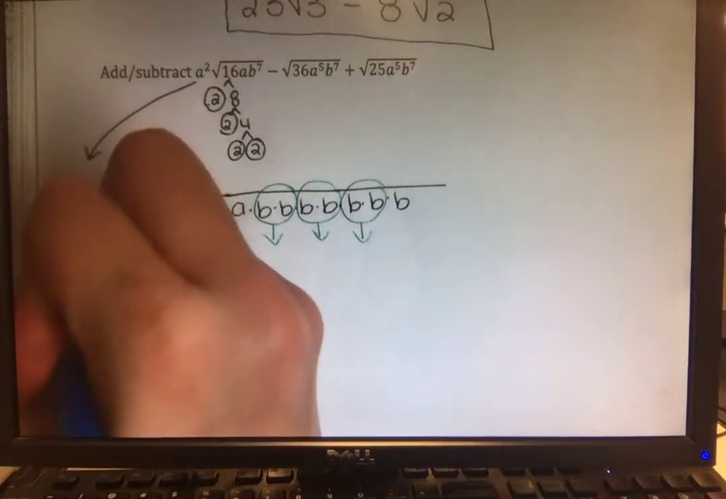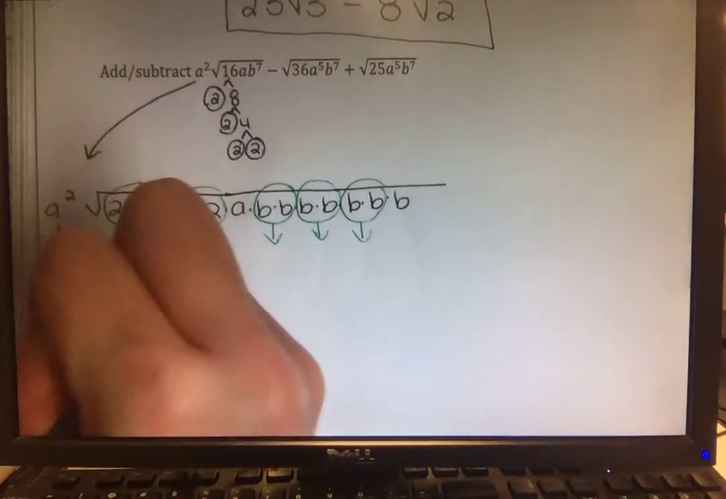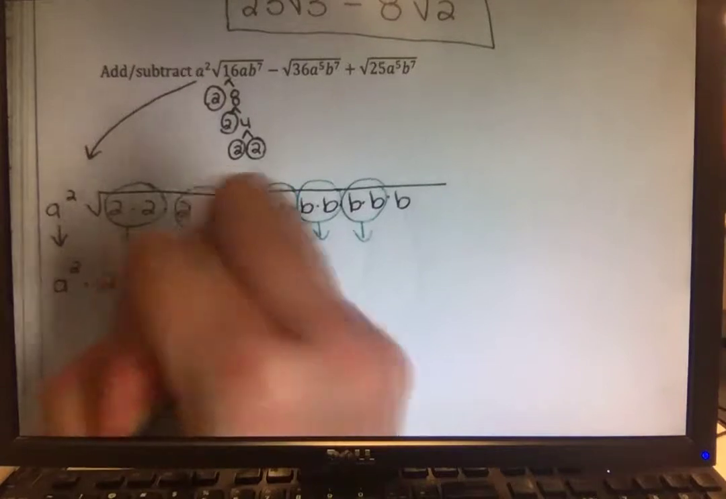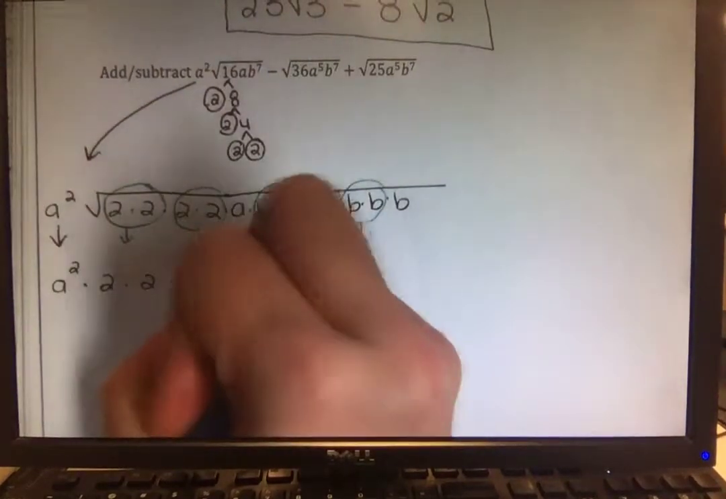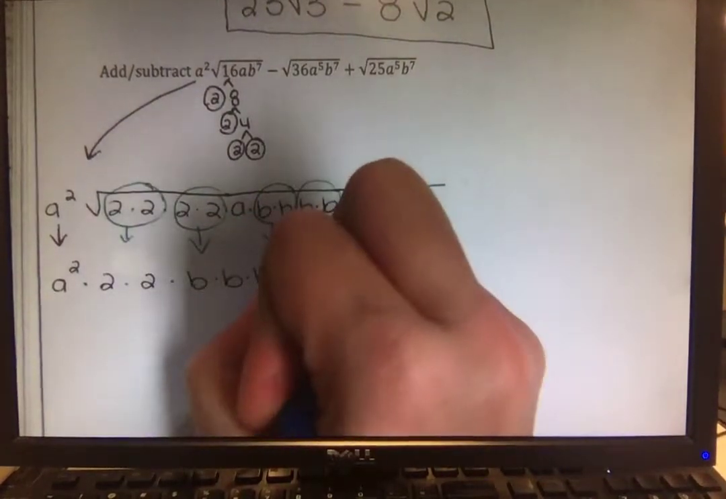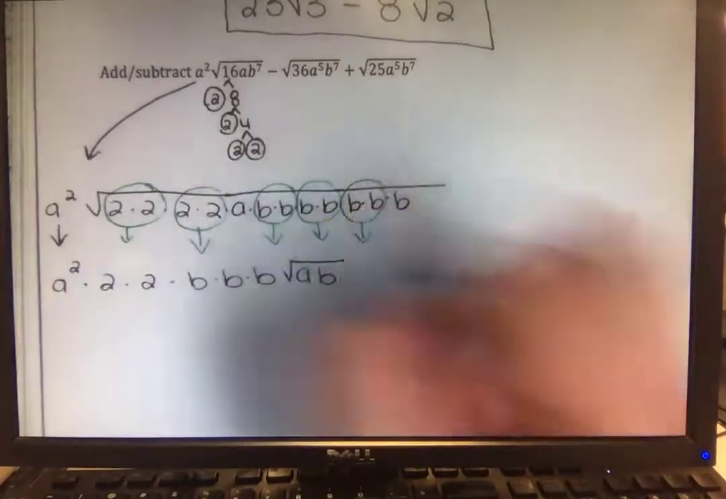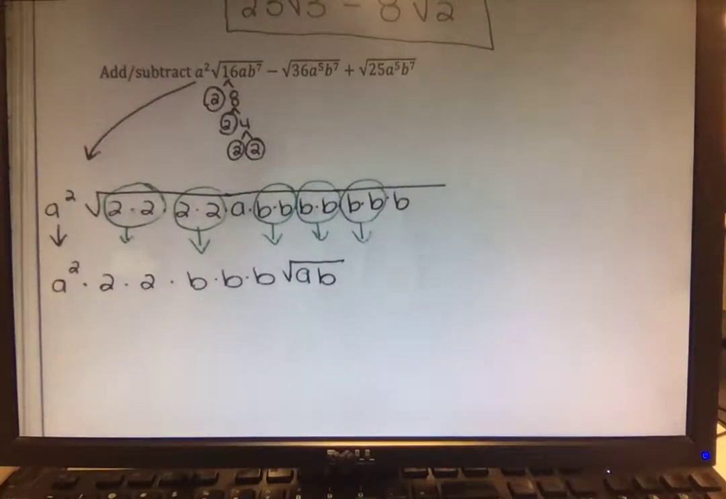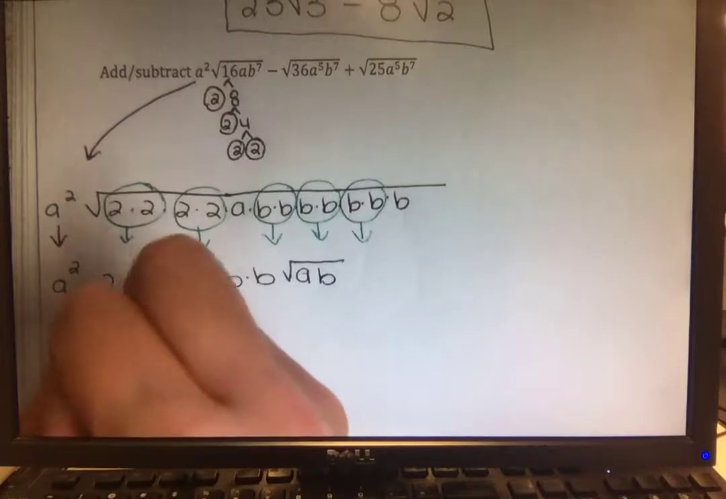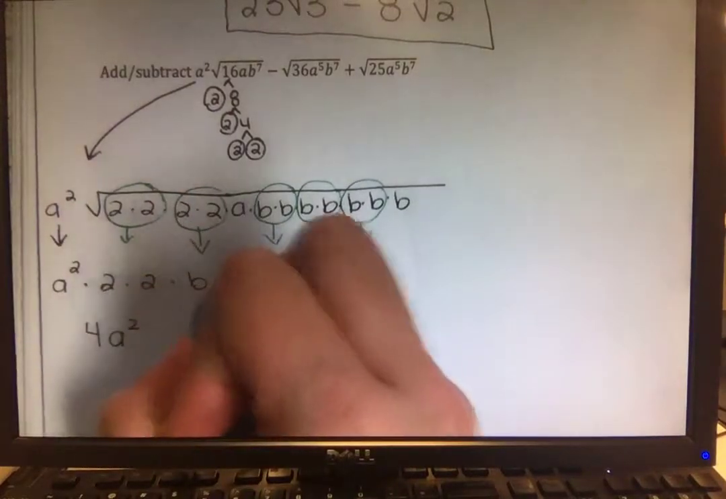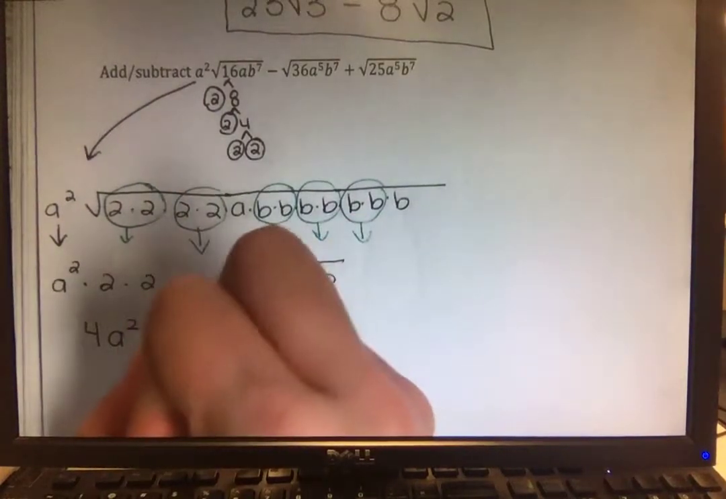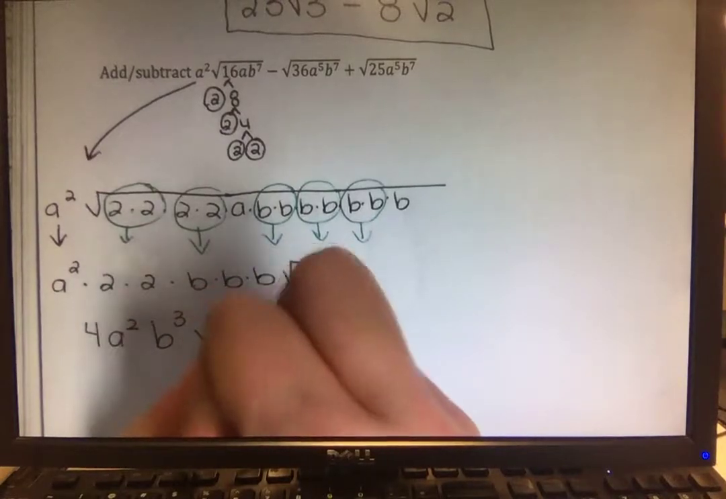So this a squared is out front. It's going to stay out front. We have 2 groups of 2 coming out and 3 groups of b coming out. Underneath the radical, we are left with 1a and 1b. So this becomes 2 times 2, which is 4. A squared, b times b times b is b to the 3rd power, square root of ab.